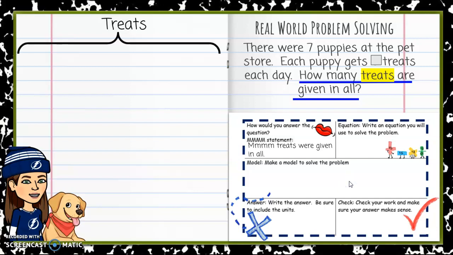Let's build my math model here. So far, all I know is that there were 7 puppies. I'm going to draw a circle for each puppy.